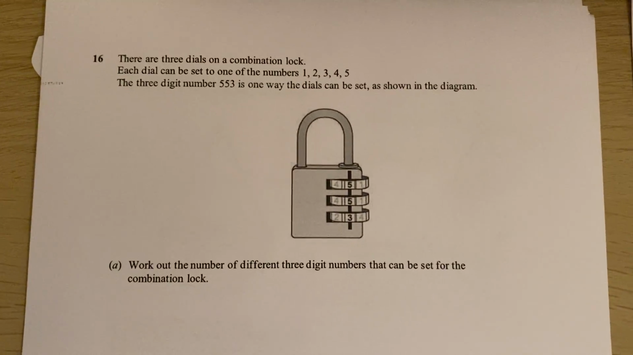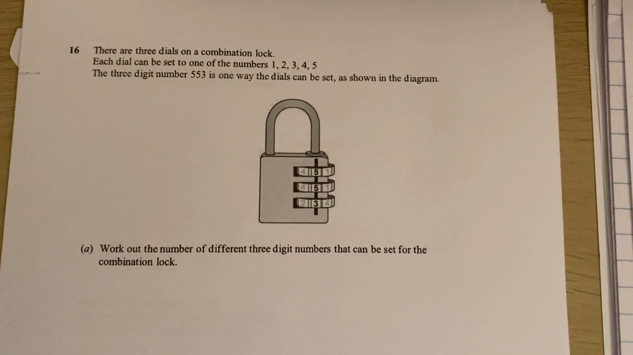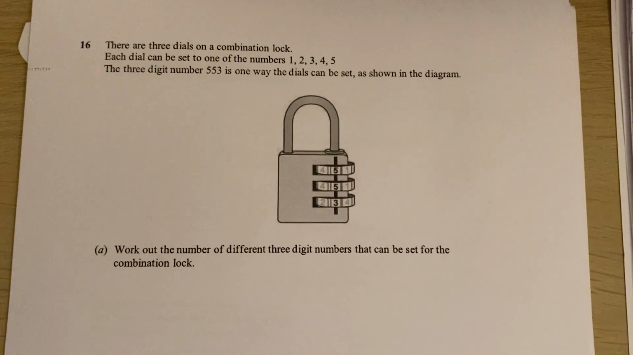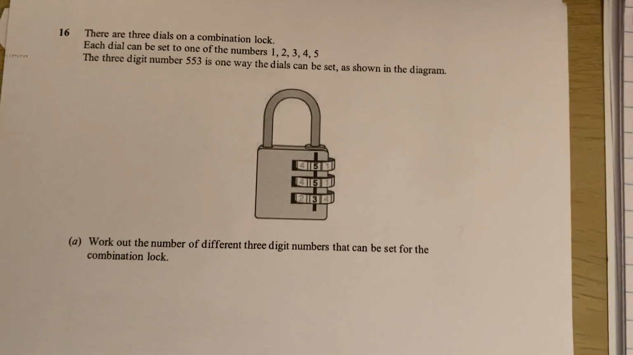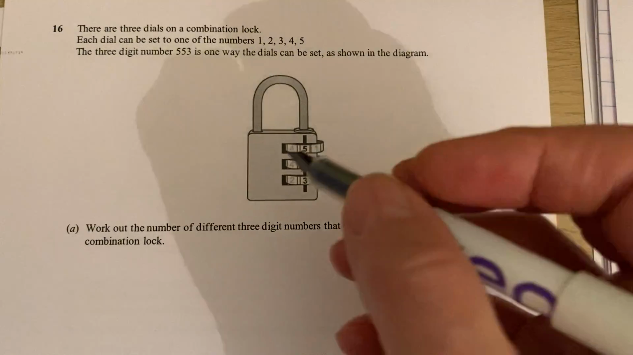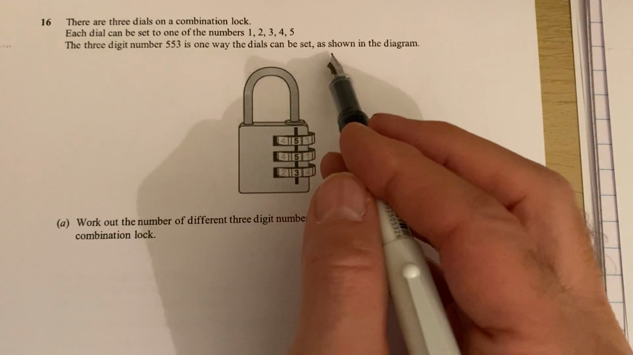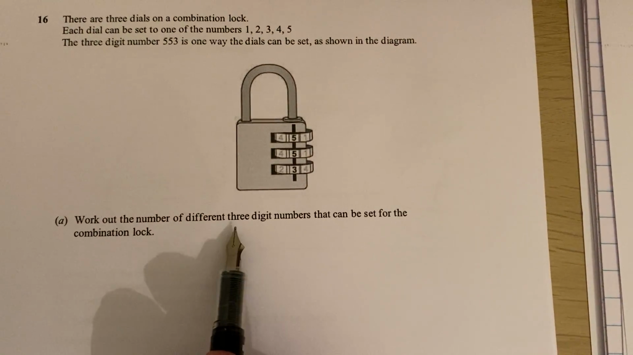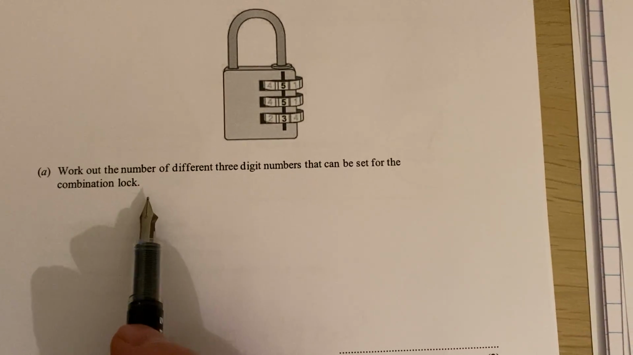Okay, we're on to question 16 now. I'm going to do 16, 17, 18 now, and then 19 and 20. So this one, you've got a lock and the numbers can be set between 1, 2, 3, 4, and 5, and there are 3 of them. And you've got a digit 5 fixed one way, the others can be set as shown above. Work out the number of different numbers that can be set for the combination lock.